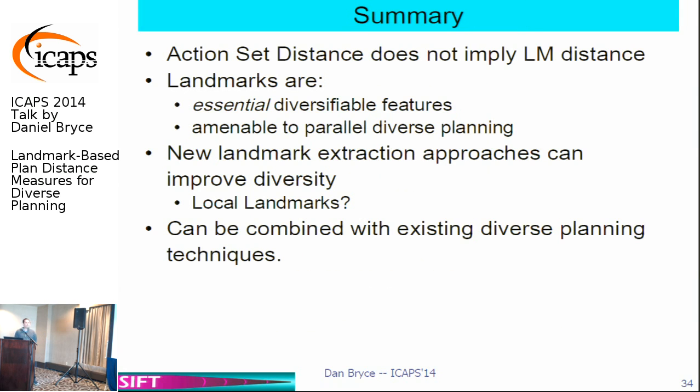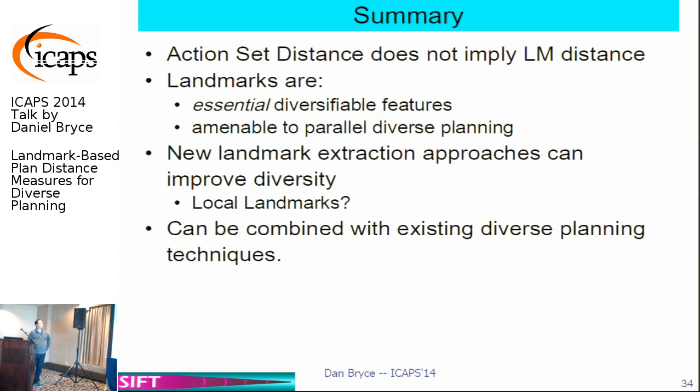So to summarize, when you have a high action set distance, it does not imply that you'll have a high landmark distance. So even though your plans look different, they might not be essentially different. The other thing about landmarks is they're going to be diversifying the essential aspects of your problem. And they're amenable to doing parallel diverse planning, where you can solve a set of completely different problems independently because you decide ahead of time what are the landmark disjuncts you want to satisfy.